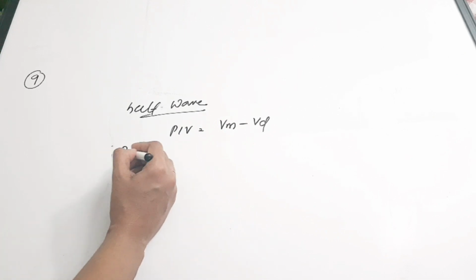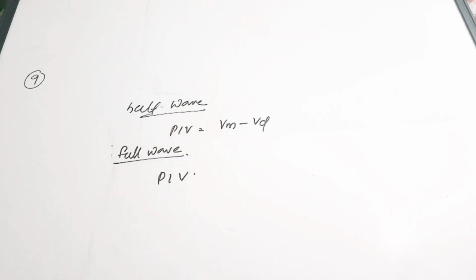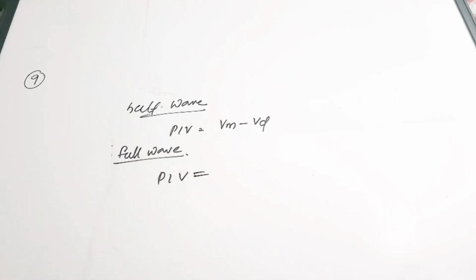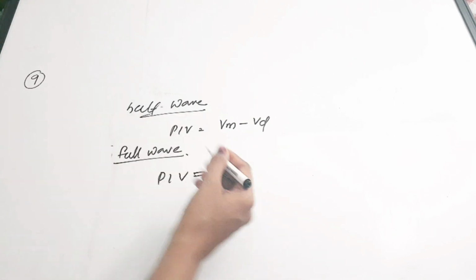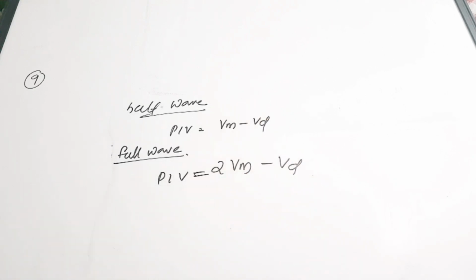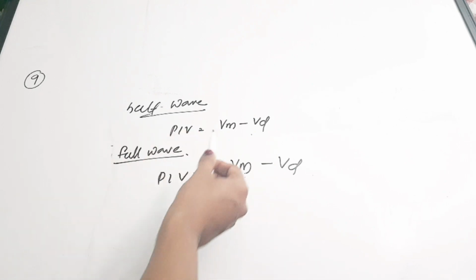But for the full wave and center tapped full wave, the PIV is equal to twice the maximum value of your applied input voltage. Okay. So the peak inverse voltage of full wave rectifier is twice the maximum of applied input voltage. So here we are going to use the equation 2Vm minus Vd. For both the cases, we have to subtract the cut-in voltage of diode, but here we are taking twice the maximum of input voltage for full wave, and for half wave we are going to take simply Vm, or the maximum input voltage.